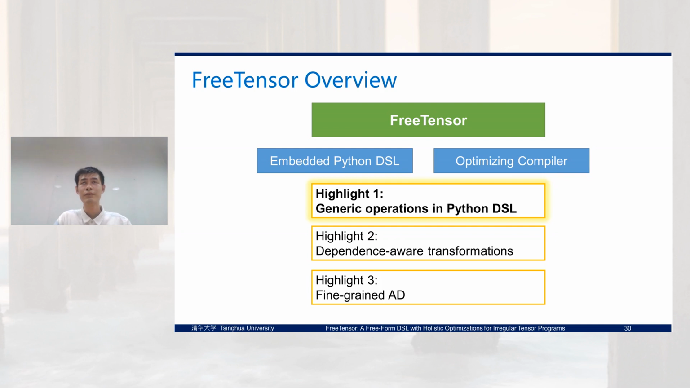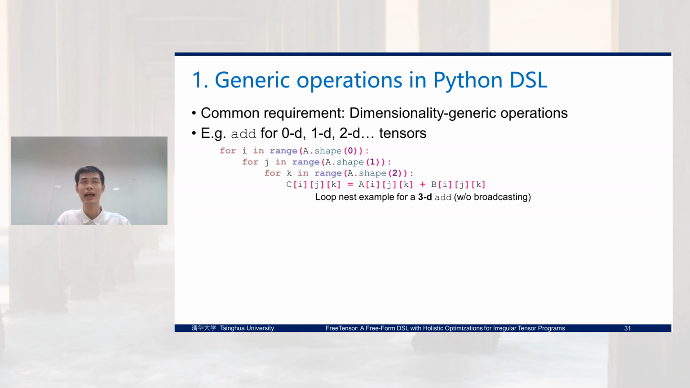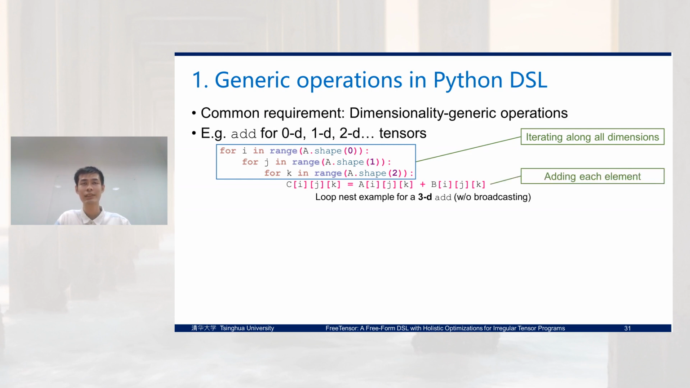In the following part of this talk, I will introduce 3 key designs in FreeTensor. The first is how we support generic operations in our Python DSL. It's common to write a program that supports any number of dimensions. For example, a tensor addition function that can be used for scalars, vectors, matrices, and other tensors. Here is an example of the add function for 3D tensors. We loop along all the 3 dimensions and do the addition.